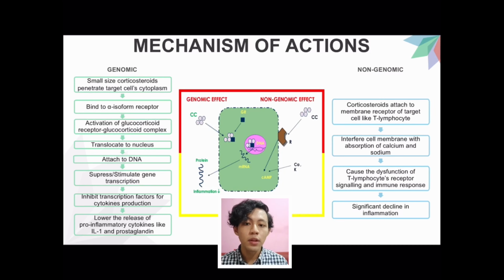And as for the non-genomic mechanism, the corticosteroids will attach to the membrane receptor of the target cell, like the lymphocyte, which will interfere with the membrane's absorption of calcium and sodium, and eventually cause dysfunction of the lymphocyte's receptor signaling and immune response. As a result, it will significantly decrease the inflammation activities.